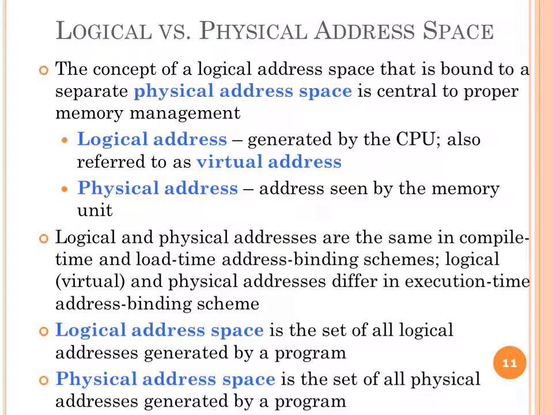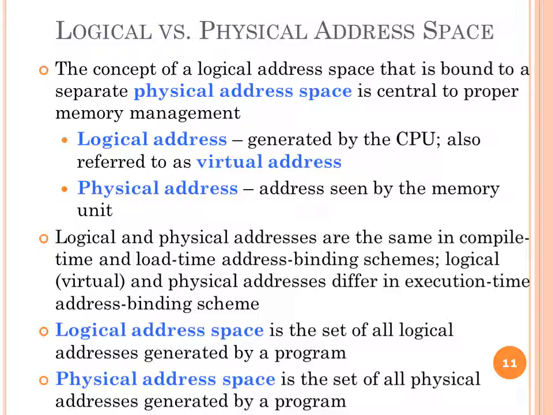Now we'll see the concept of logical and physical address space. A logical address is an address generated by the CPU. A physical address is an address loaded into the memory address register of the memory. The compile time and load time address binding methods generate identical logical and physical addresses. However, the execution time address binding scheme results in differing logical and physical addresses.